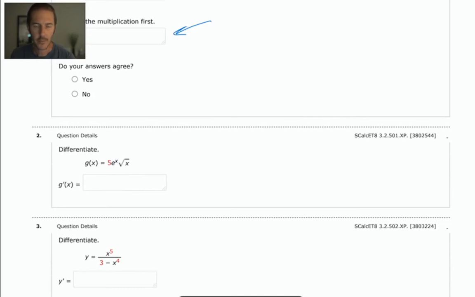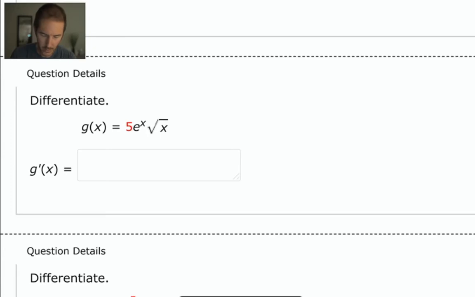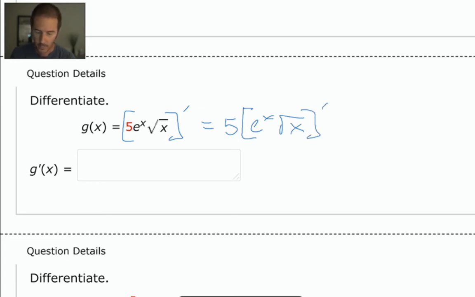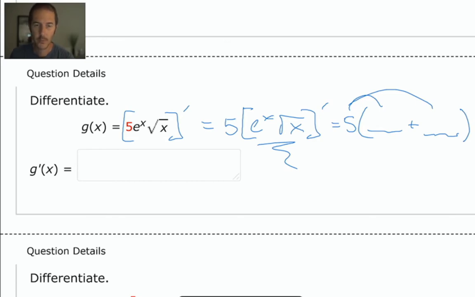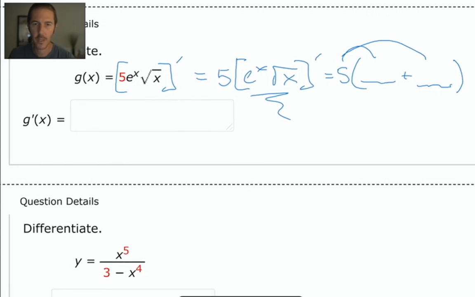Here you are being asked to differentiate or take the derivative. Let me remind you that the derivative of this statement is equal to 5 times the derivative of this statement. So if you use the product rule to take the derivative of this, you're going to get 5 times some stuff plus some stuff, and then you'll have to distribute that 5 in after you've applied the product rule. So I would highly recommend factoring the 5 out of the derivative process in that problem and then multiply it back in at the end.